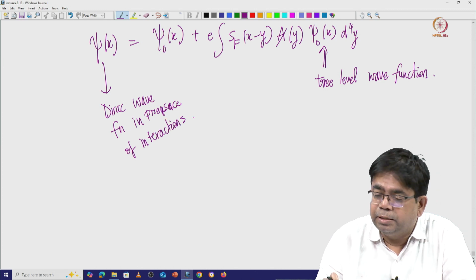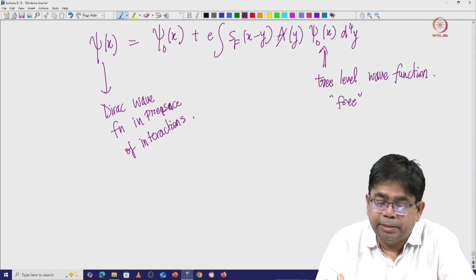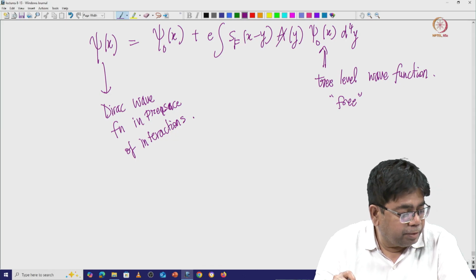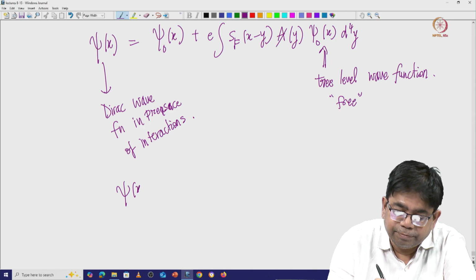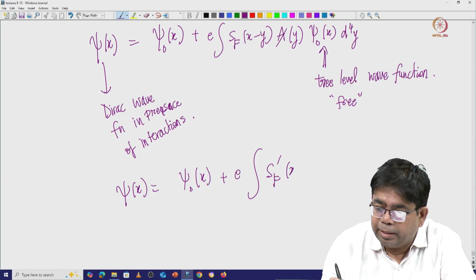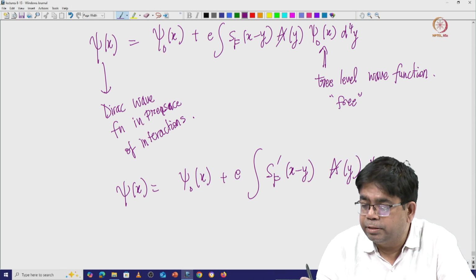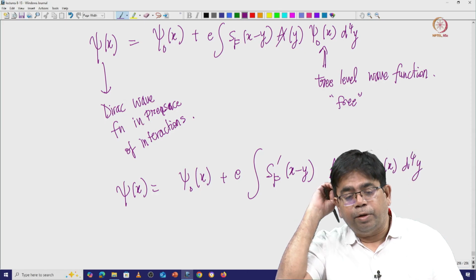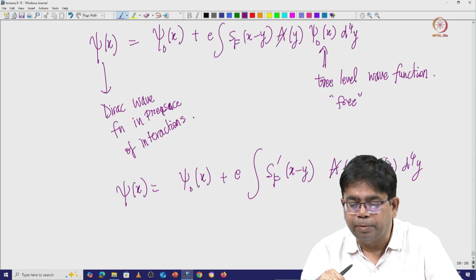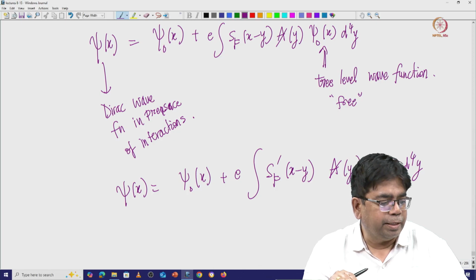So this is in the presence of interactions, this is the free wave function, that means this does not have interactions. This is the propagator. Now in analogy with this, if the propagator also gets interactions, essentially we should write down psi of x is equal to psi 0 of x plus e integral SF prime (x minus y) A slash (y) psi 0 (y) d power 4 y. Now what I did was that earlier I took this as a tree level propagator, but now I introduce interactions also to this propagator. So instead of SF (x minus y), I introduced SF prime (x minus y).